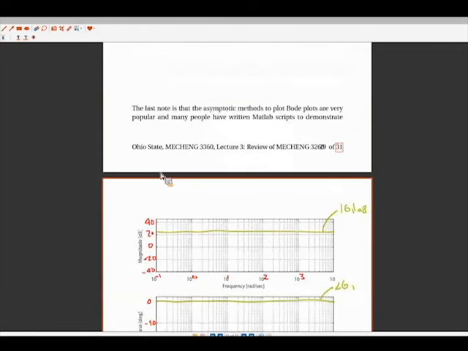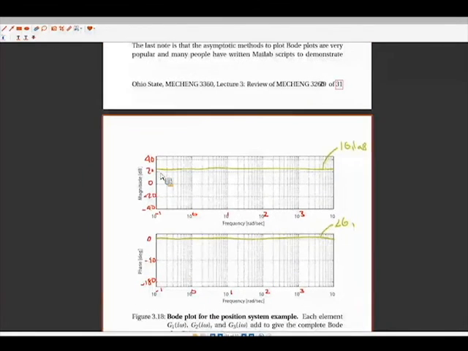Okay, so these terms. We'll use a different color pen. We'll do purple. Okay, we'll do the phase first because that's the easiest. That we said was negative 90 for all frequencies.